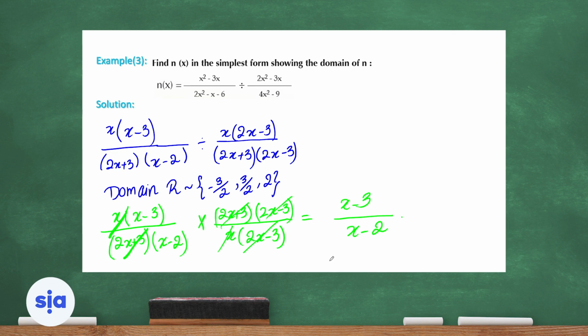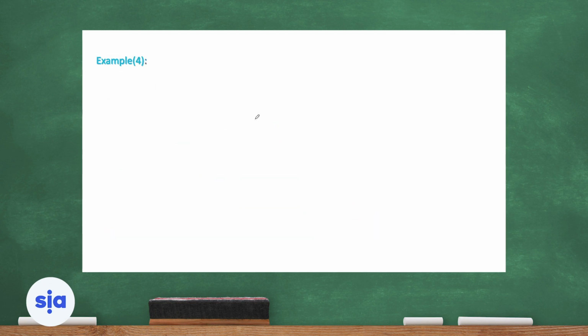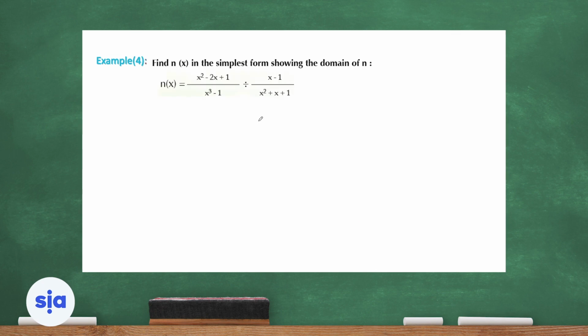How about taking another example? Let's take another example. In this example, the question is asking us to simplify this function n of x in the simplest form and to show the domain. The first thing we do is we do what? Yes, we factorize. So the first numerator can be factored.